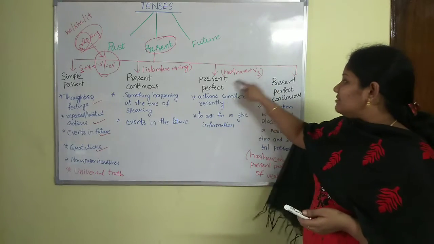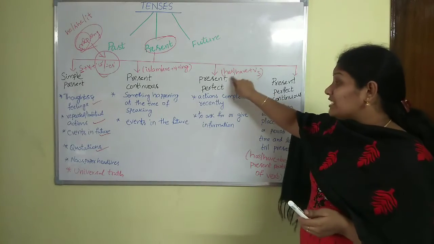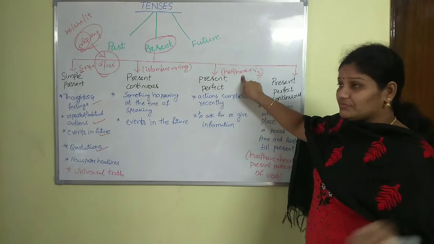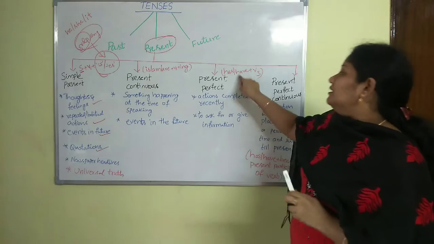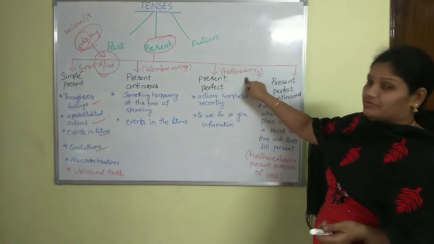Coming to present perfect tense, we use the subject plus has or have plus V3. In perfect tense, we use V3 here. Then has or have. What is this choice again? When to use has or when to use have? It depends on the subject again. If the subject is singular, we choose has. If it is plural, then we prefer have.